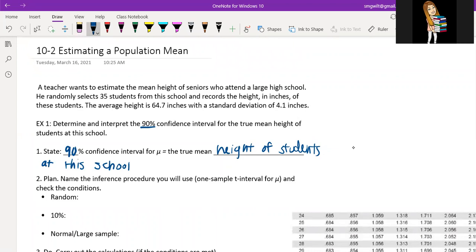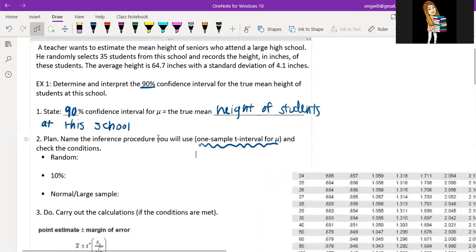Then we want to name the inference procedure that we will use for this lesson. It is the one sample T interval for mu. Remember that we had a one sample Z interval for p. So if we're looking for a population proportion, it's a Z interval. And then we know how many samples we have. We'll look at two sample ones later on in this unit.